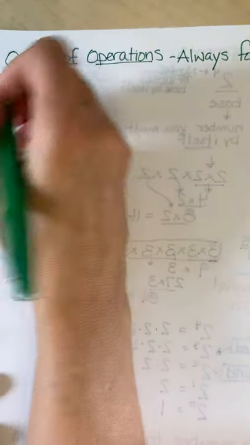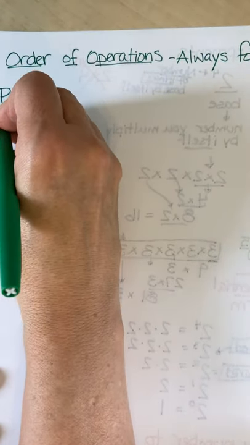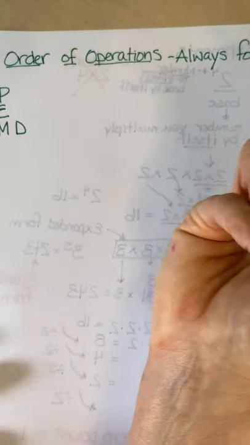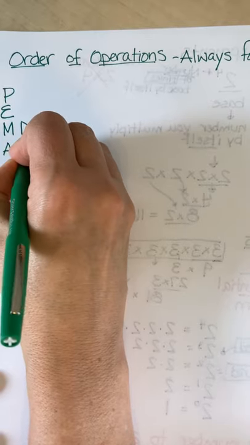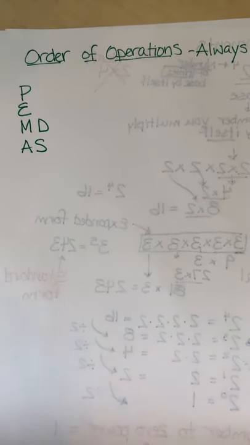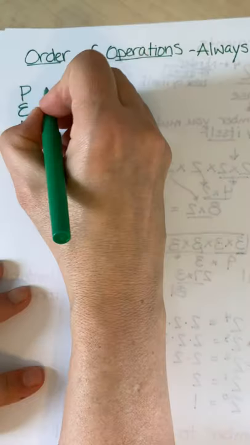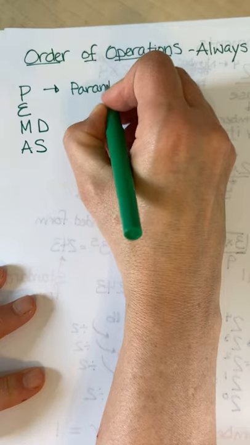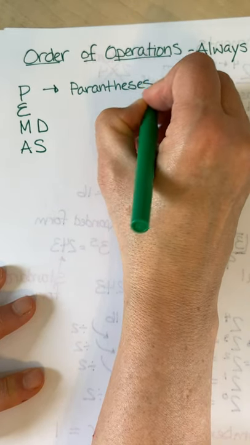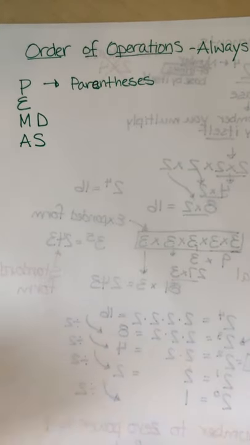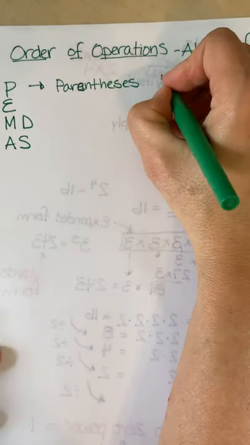All right, remember, it's please excuse my dear Aunt Sally. Please excuse my dear Aunt Sally, PEMDAS, is kind of how I learned it. Okay, they're not six different steps. They are 4 different steps, okay? It just depends. So the P stands for parentheses. I don't know if I spelled that right. Okay, parentheses. You always do what's in parentheses first.